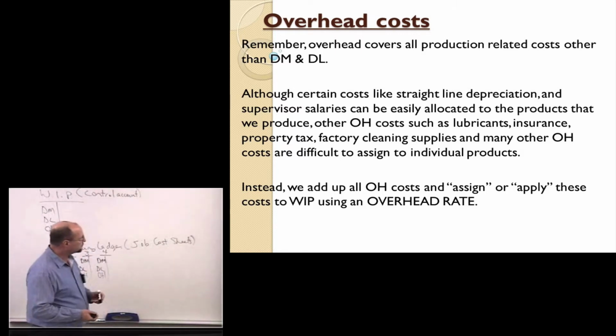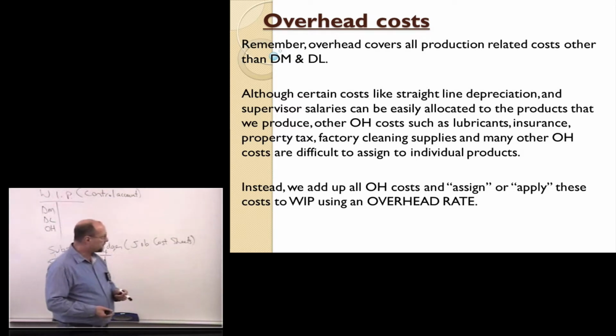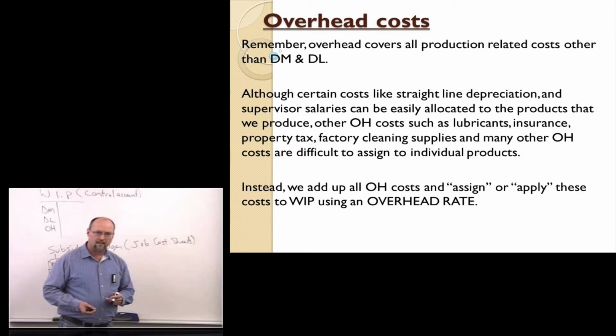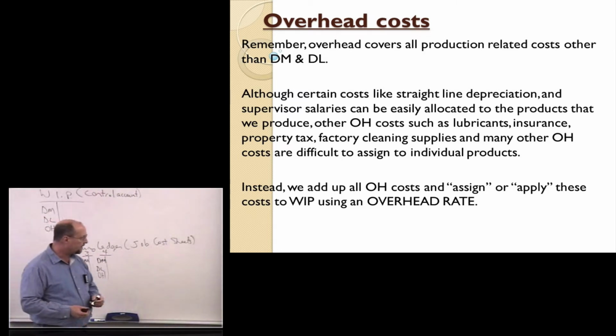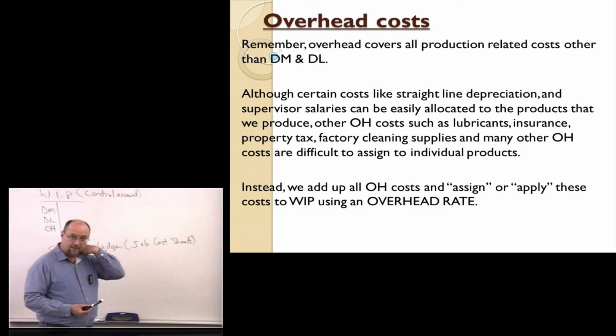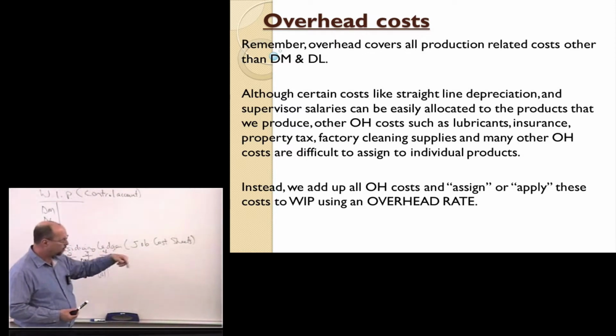All right, notice certain costs like straight line depreciation and supervisor salaries can be easily identified and allocated to the products that we produce. However, other costs such as lubricants for the machinery, insurance and property tax on the factory, cleaning supplies, and other overhead costs are difficult to assign to the individual products, which is why we have to create what we call a predetermined overhead rate. Once we determine this overhead rate, we're going to assign or apply these overhead costs to WIP using this overhead rate.